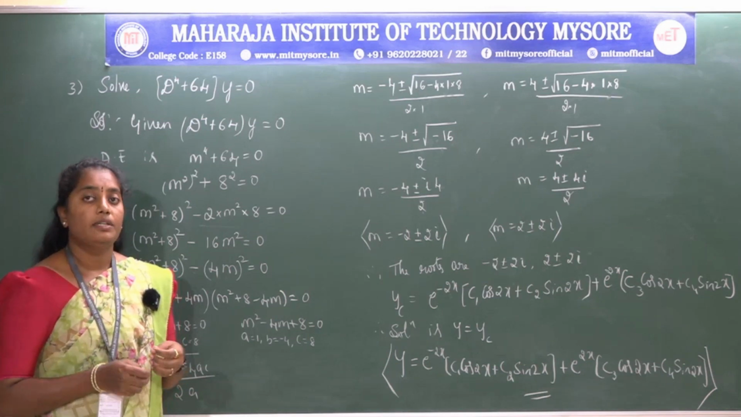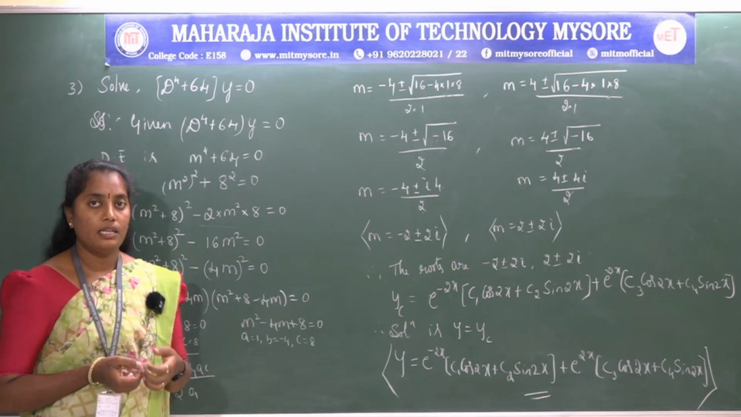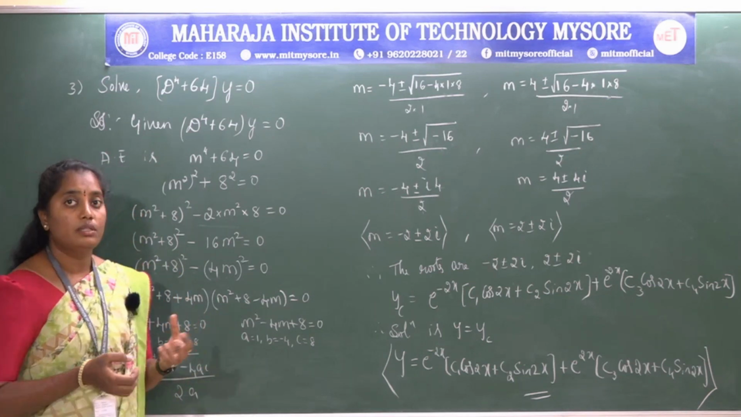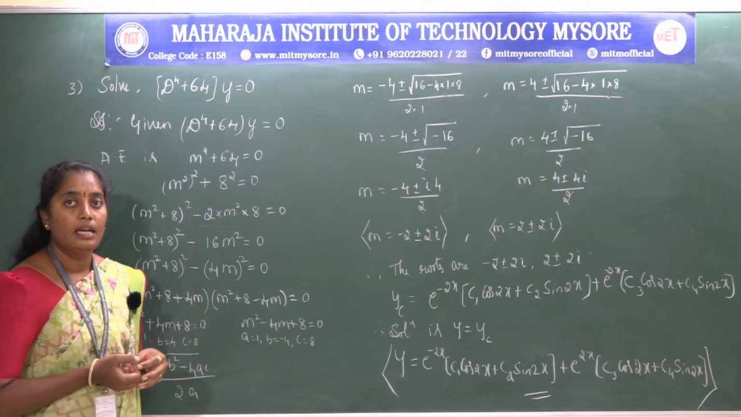If it is not possible to factorize, or if it is not possible to apply the synthetic division method, then we have to use the standard result to simplify the given equation.